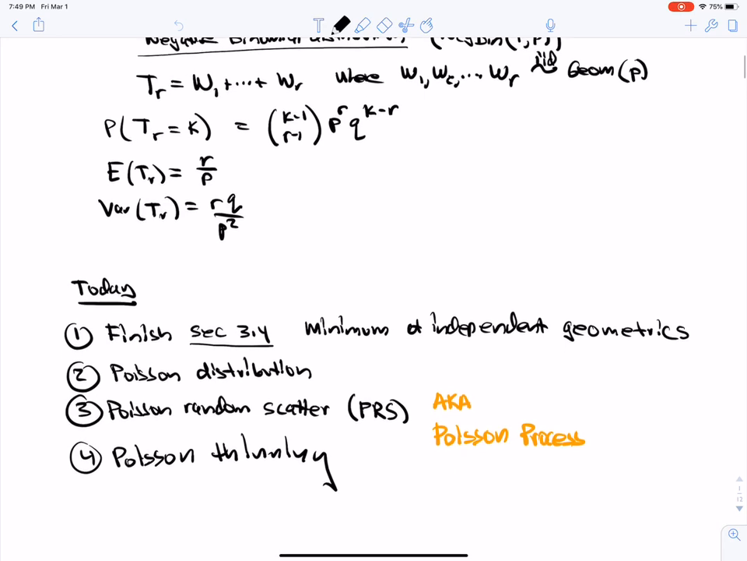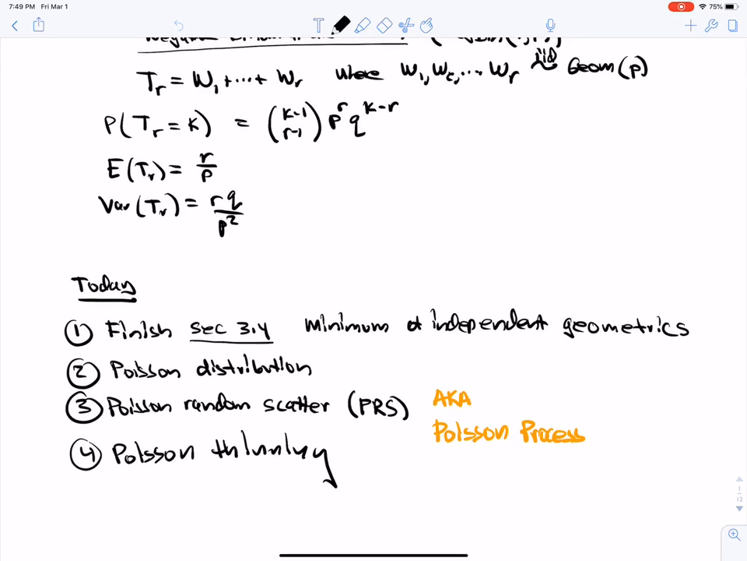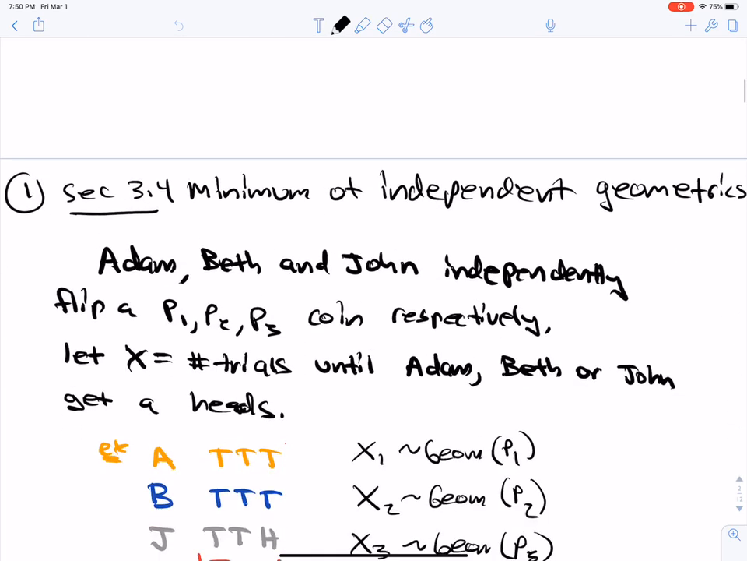So today we're going to finish section 3.4 on the minimum of independent geometrics. We'll then do the Poisson distribution and Poisson random scatter, also known as Poisson process, and we'll begin to talk about something called Poisson thinning.